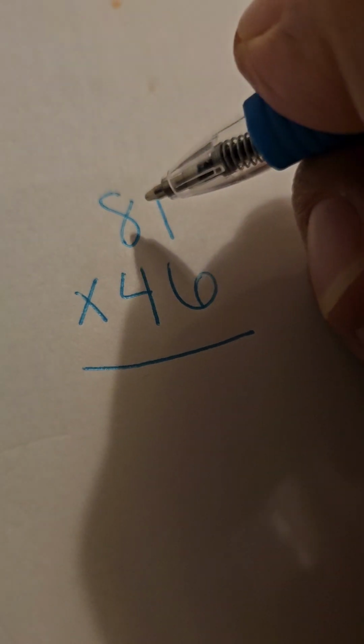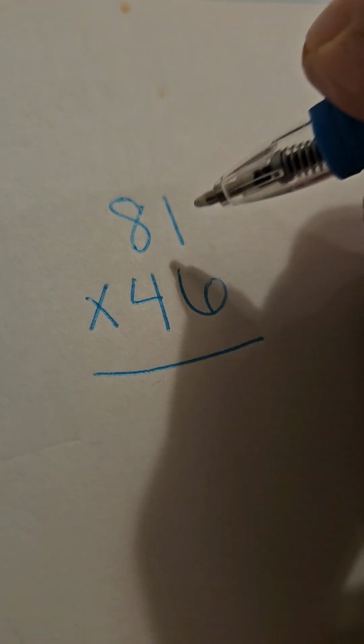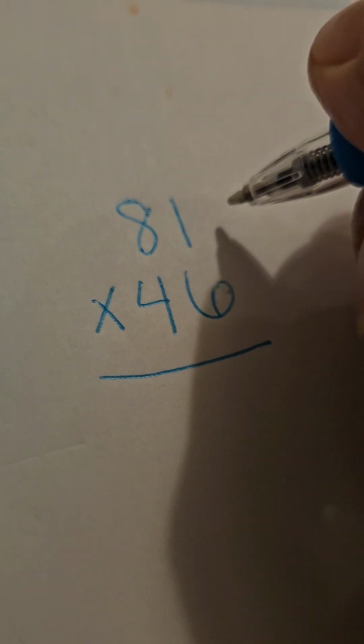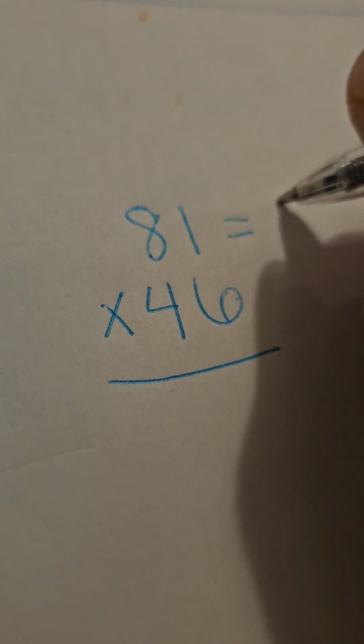Multiply using partial products. Okay, so I'm going to multiply using partial products. And the first thing I'm going to do is write my multiplication equation, which is 81 times 46. Okay, the easiest way for me to do this is I have to write my two factors in expanded form. So that's step one.